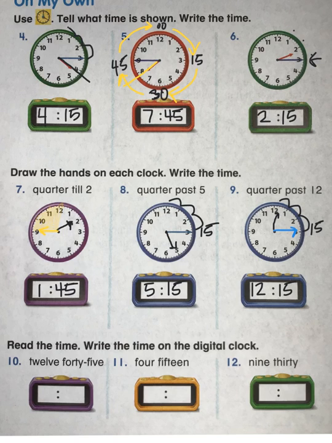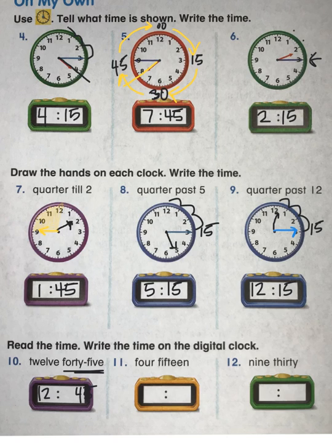Okay, let's look at number 10. It wants us to read the time and then write the time on the digital clock. Here's our digital clock. Remember, the analog is the one with the hour hand and the minute hand that goes around. A digital clock just tells us what time it is. So if we're writing 12:45 on a digital clock, our hour is 12. So we're going to write a 12. And then our minutes are 45. So right over here, we're going to write 45. And I can't quite get it in there, but you're going to write 45.